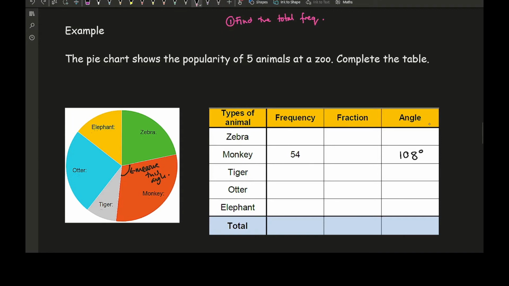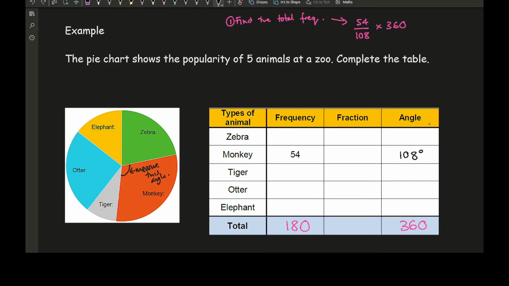So for this, what I need to do is work out the total frequency. That's going to be 54, which is the frequency of monkey, divided by 108. That will tell me how many people there are in 1 degree, and there are 360 degrees in a circle. So all I need to do is enter that into my calculator, and I get an answer of 180. So that means that 180 people were asked in total. Now I know from the angles that they're all going to add up to 360. So now I've got my total frequency, I can work out what the other frequencies are going to be.